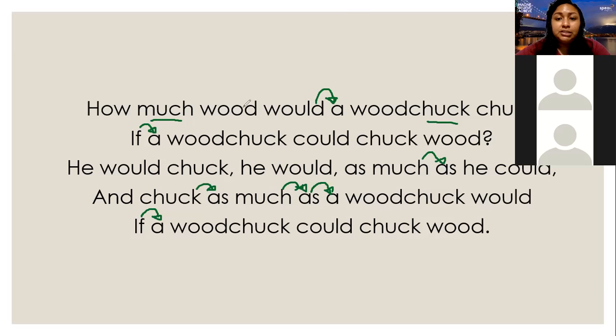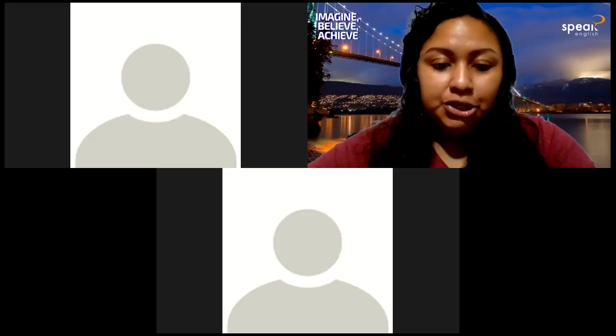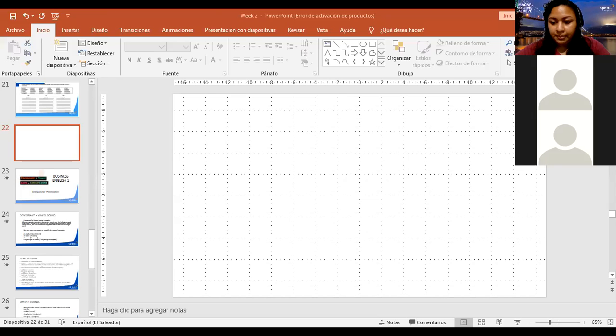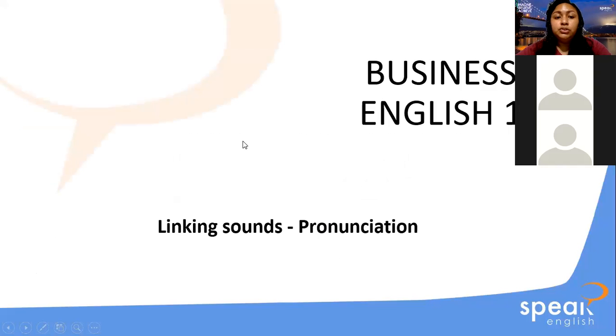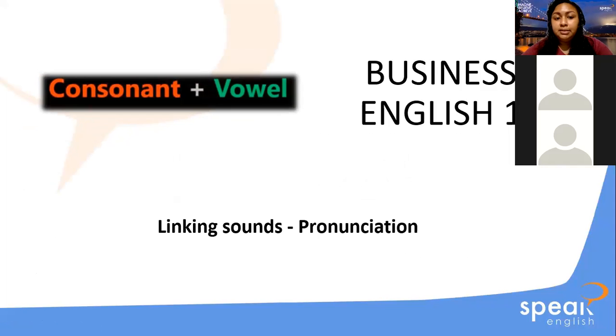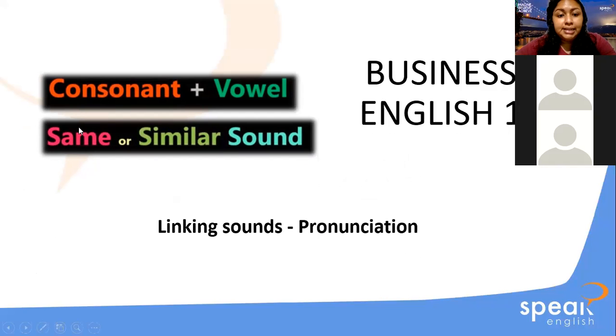Well, the reason why we're doing it is because tonight we are going to work on pronunciation. Tonight's topic is called linking sounds. Let me share my screen with you. Okay, so linking sounds, pronunciation. We're going to work on two types of linking sounds. The first one will be consonant plus vowel. How are we supposed to read or say something when we have this combination here? And we are also going to check the case where there is a same sound or a similar sound. So this is what we're going to be working on tonight.